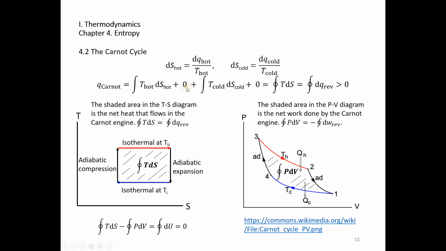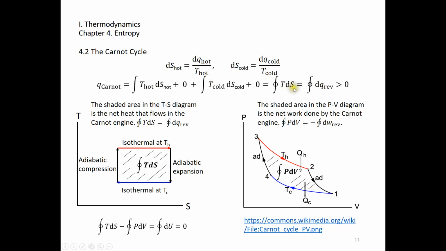Adiabatic expansion, Q is 0. Isothermal compression, Q is negative, and over here this is adiabatic compression, Q is 0. Alright, and we have this part. This part is actually Q hot. This part is Q cold, and together we have the integral of TdS, and TdS is dq reversible.